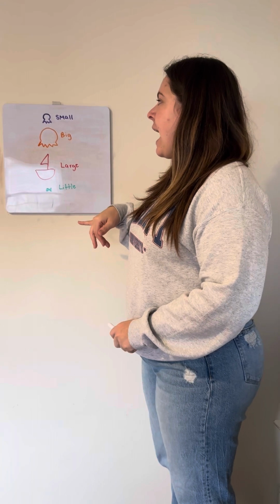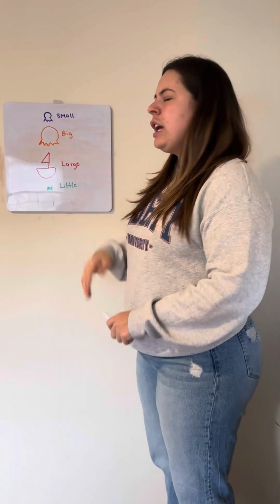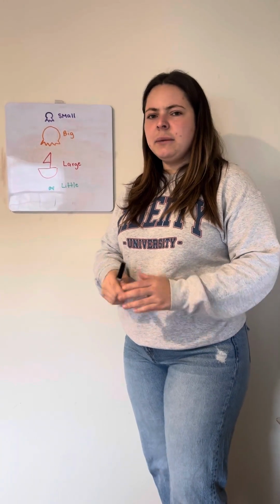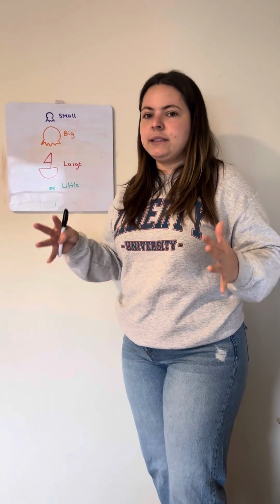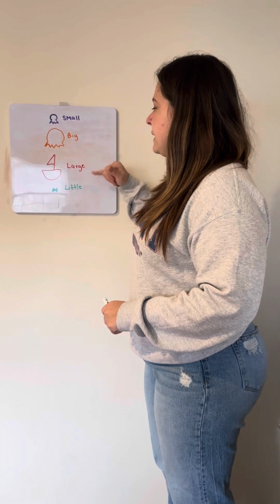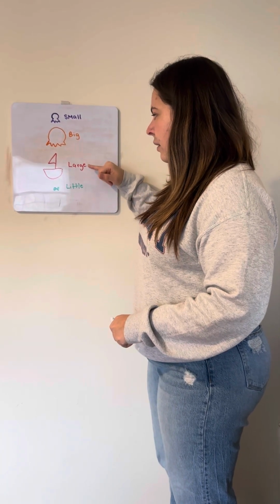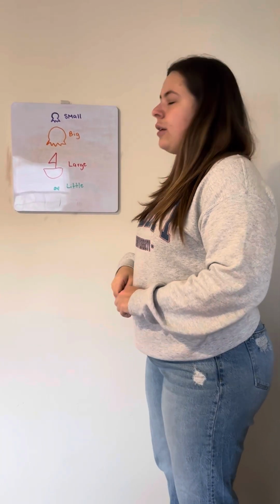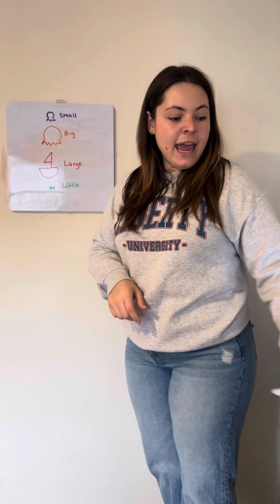Now let's look at small and big. Small and big are opposites. If something's small, it can't be big, and if something's big, it can't be small. So these words are opposites. Same with large and little. If something's large, it can't be little. They're opposites. Those are called antonyms.